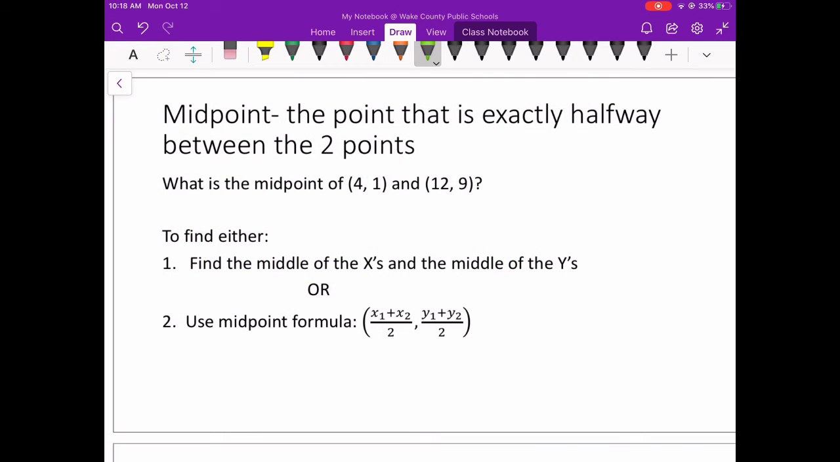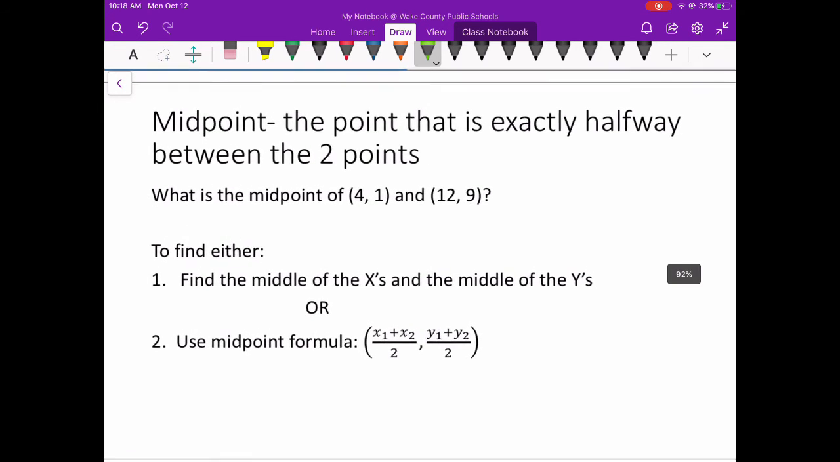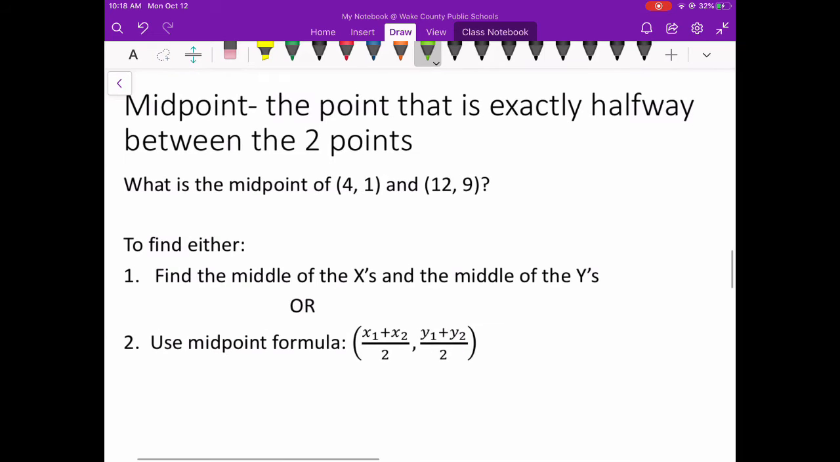So that formula that we were talking about is right here below, and the idea that we would take the middle of the x's and the middle of the y's is exactly what's going on. If you take a look at that formula down here, it's literally the average of the x's, add them up, divide by 2, and the average of the y's, add them up, divide by 2. It's the middle of the x's and the middle of the y's.